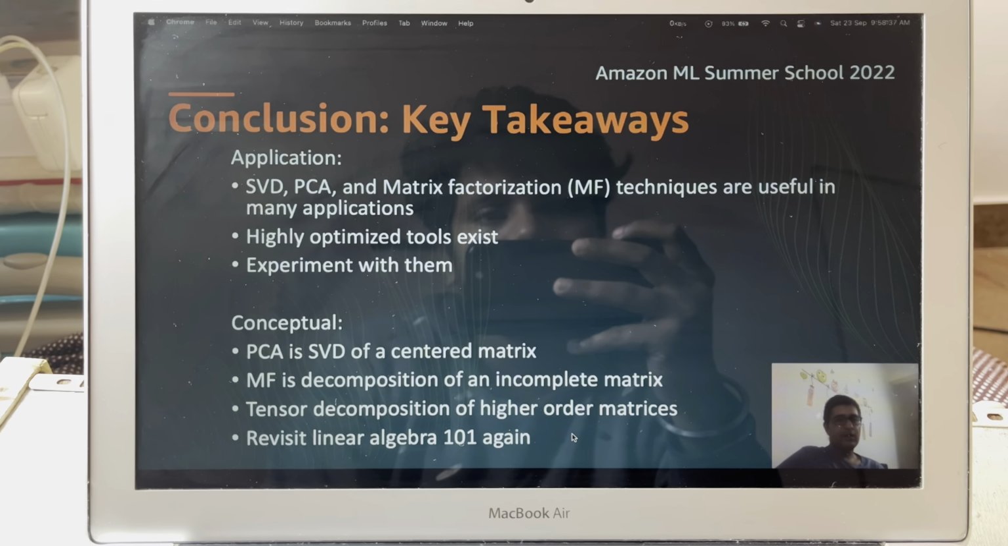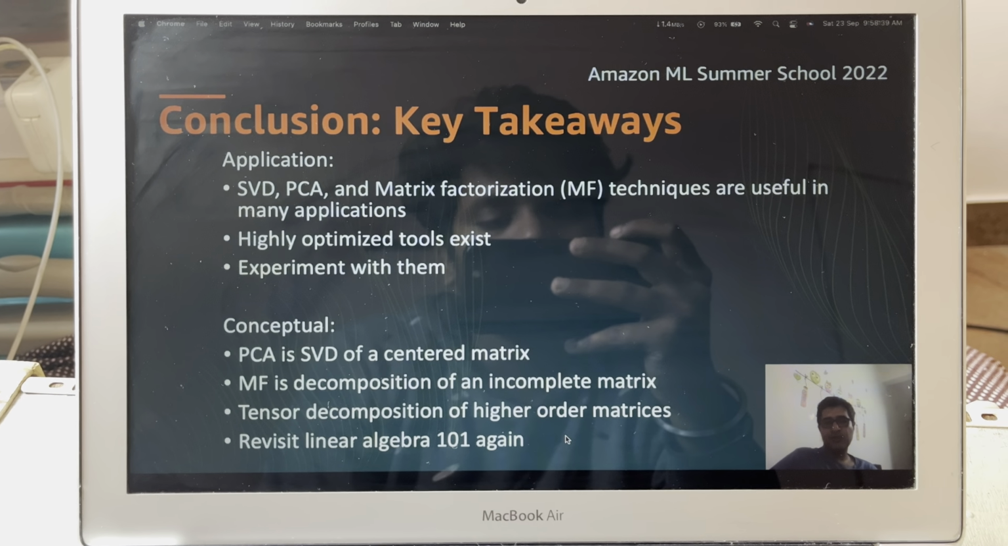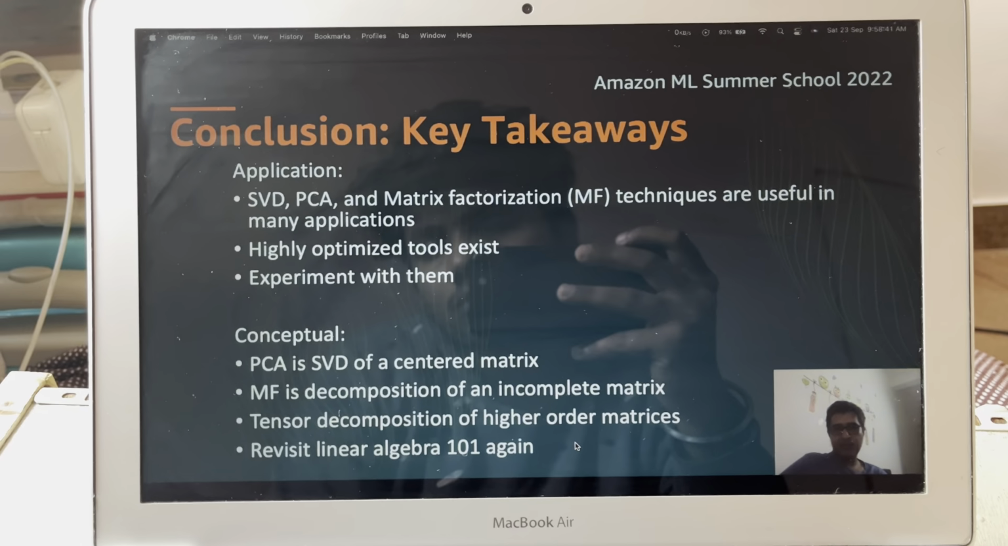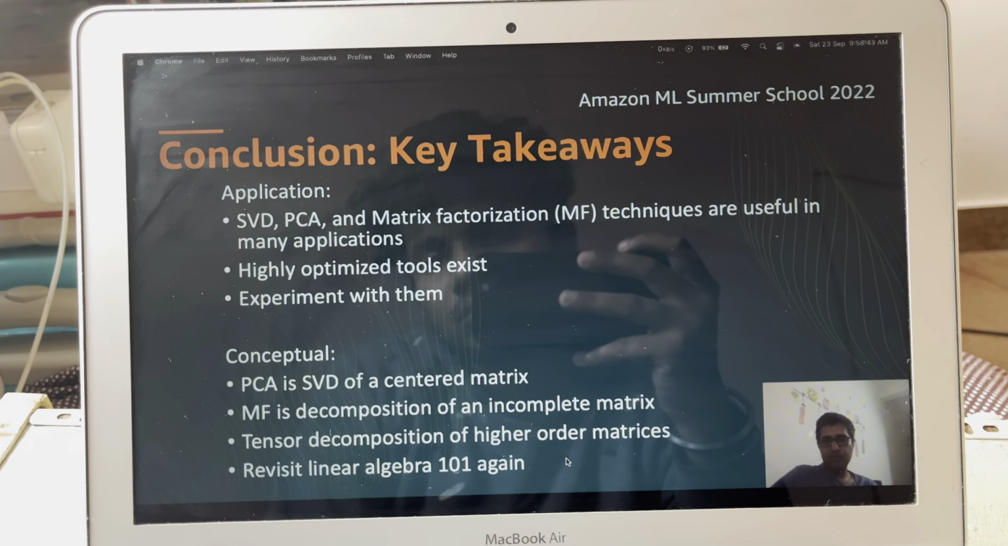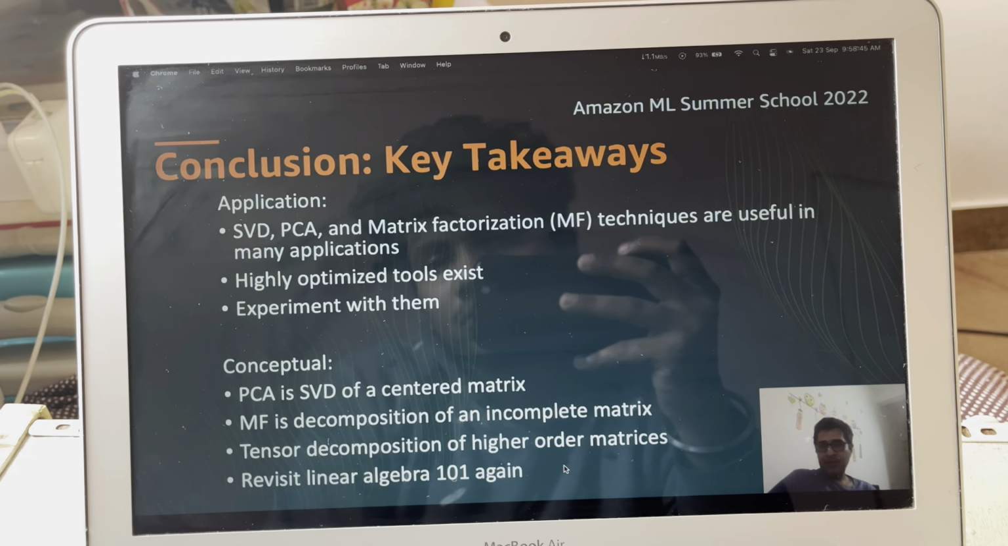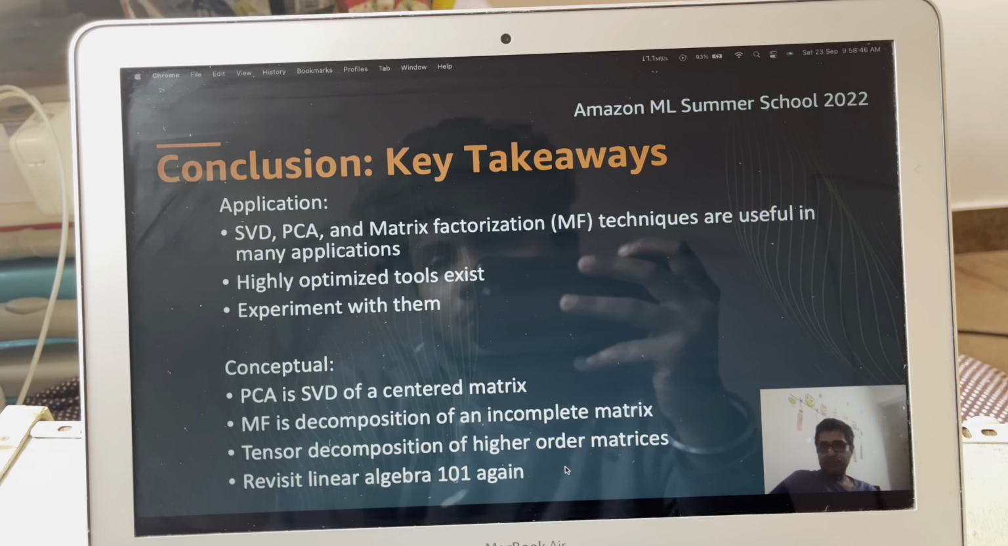My overall recommendation would be that please revise your linear algebra 101 again. It is probably more useful than what you thought when you first studied it. Thank you so much for your attention.